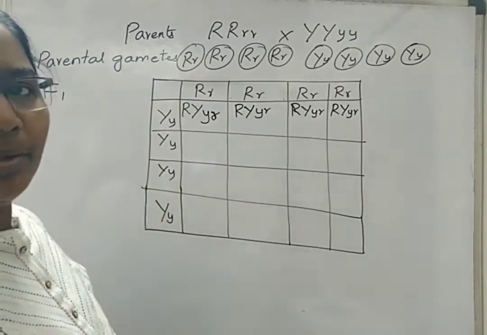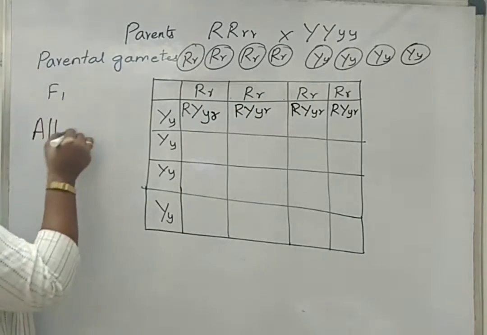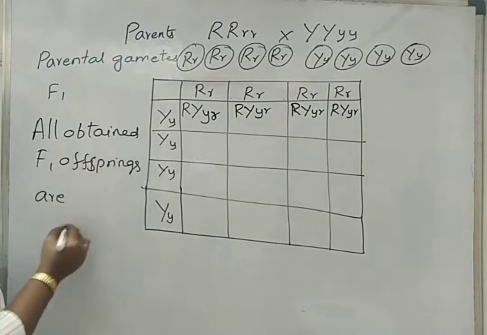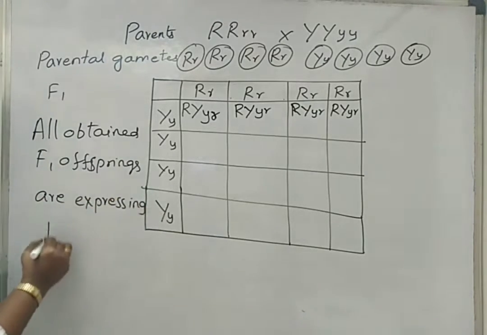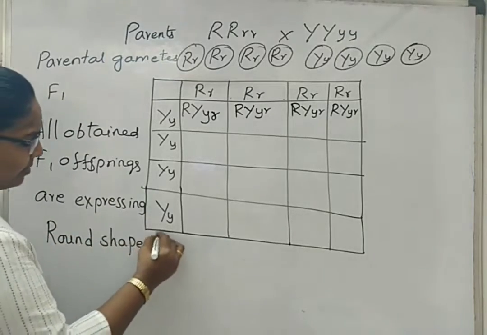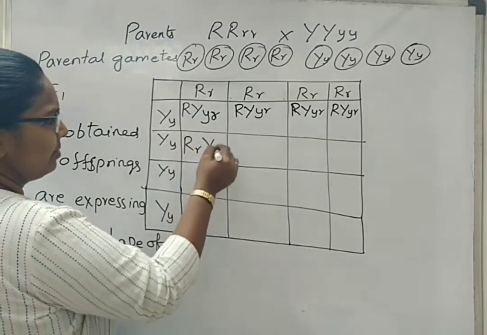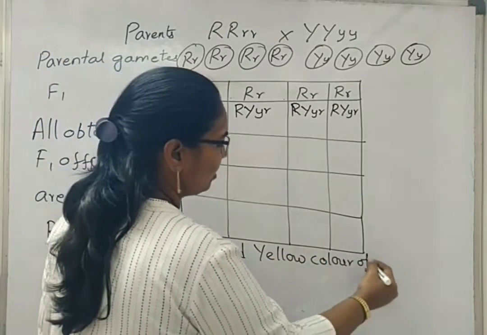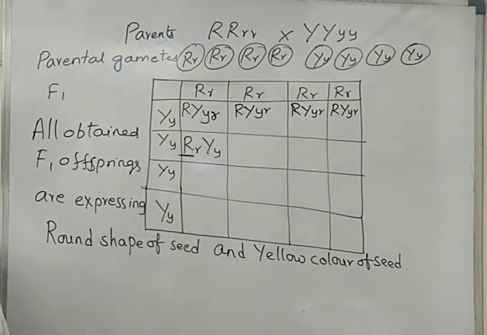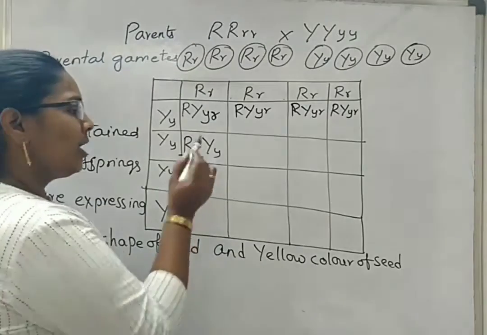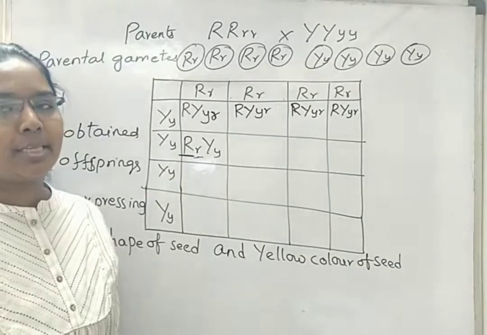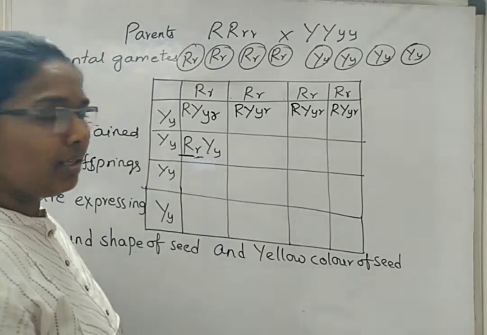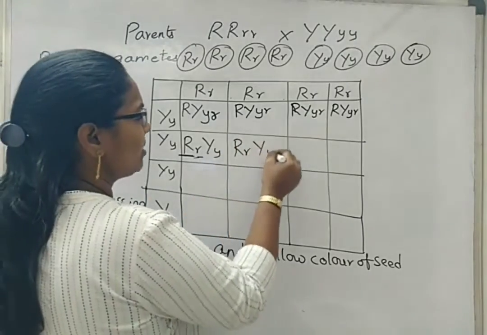Here we are seeing all the same type of alleles. We can write the answer as: all the F1 offspring are expressing a round shape of seed, and yellow color of seed. Any expression is correct. Capital R is the expression of the dominant allele, and small r is the expression of the recessive allele. Dominant means suppressing the contrasting allele, and recessive means the one that gets suppressed in the presence of its contrasting allele form. So if we fill in here, we will get the same thing.